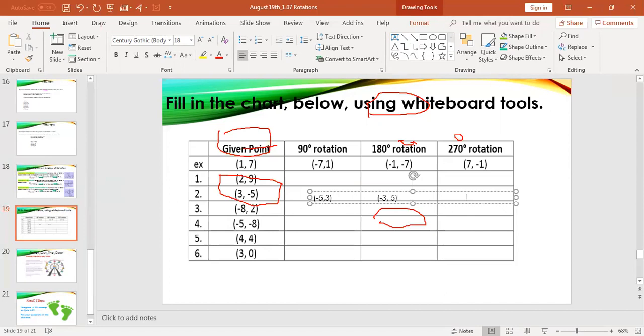And then lastly, 270 is the last of our angles. So 90 and 270 are the ones that switch the X and Y coordinates. Since 270 is the last one, I'm going to flip X and Y, so it's going to be -5. And it was 3, but since 3 is now last, the sign changes on that last one.